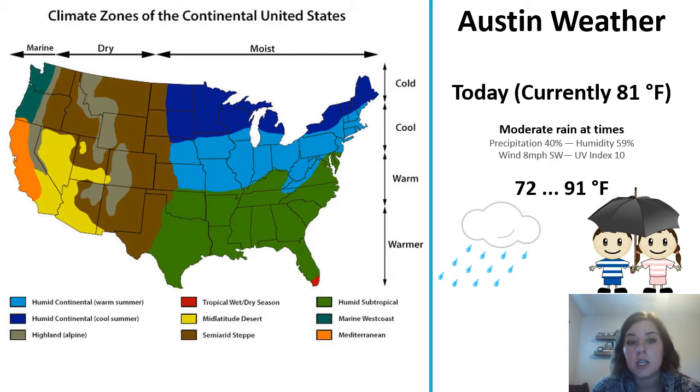All right, here are some examples. So, on the left, I have a climate map. We can see in the US, there's a lot of different types of climates, different regions or areas. Okay, here we are in Texas. I can see that it's humid, subtropical climate, and I can see that it's going to be warmer, right?